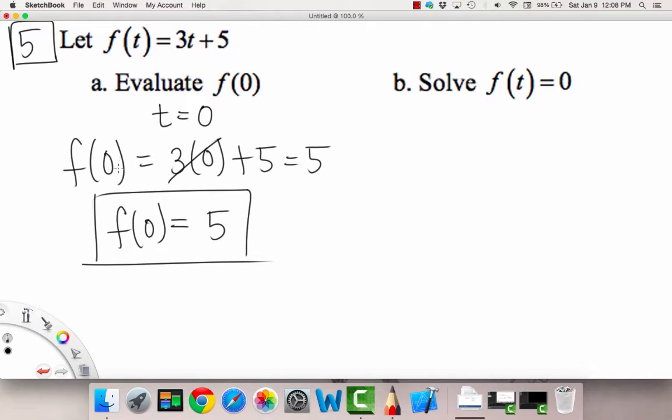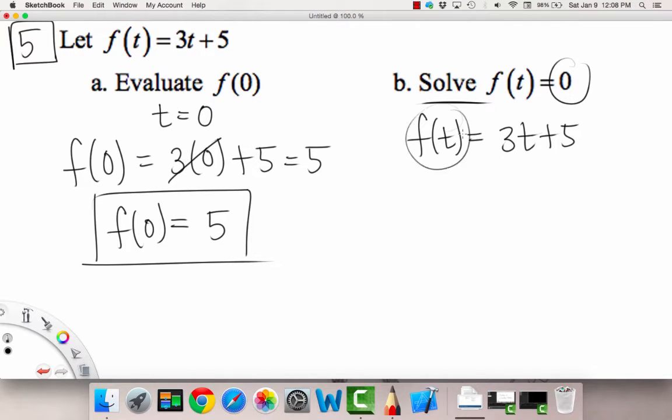Alrighty. So now, for part B, we're going to solve f of t is equal to 0. So this is different, right? Solving means you're given an output, which is 0, and then you have to figure out what possible inputs produce this output. So in this case, we take our formula, I'll just rewrite it here, and this f of t has to equal 0. So we just stick in equals 0.